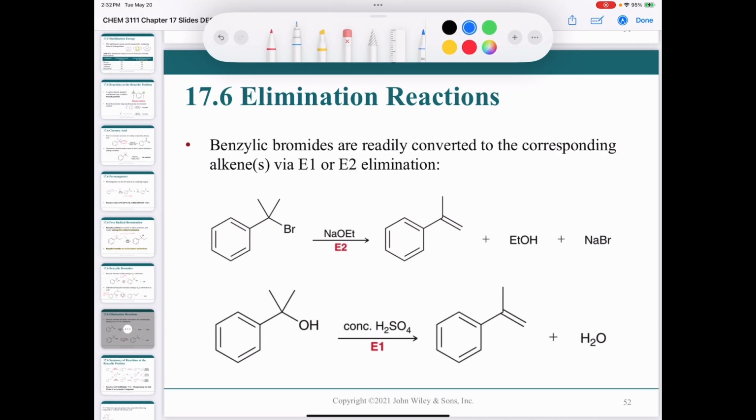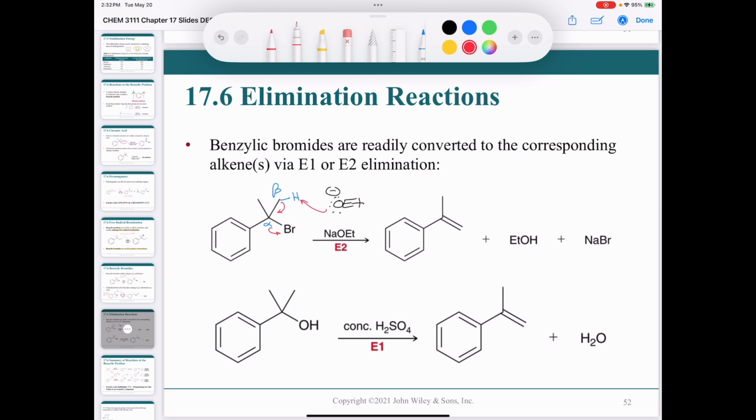Now, what about elimination? Benzylic bromides can also undergo an elimination. You see here we take this tertiary benzylic bromide. This is our alpha carbon. This is a beta carbon, and it has three protons. I'll just draw one for instructional purposes only. When we treat that with an unhindered base like sodium ethoxide, the ethoxide is going to be able to rip that proton off. We form our double bond, and we lose our leaving group like that. So there's our E2 reaction. And in the process, we form ethanol and sodium bromide.